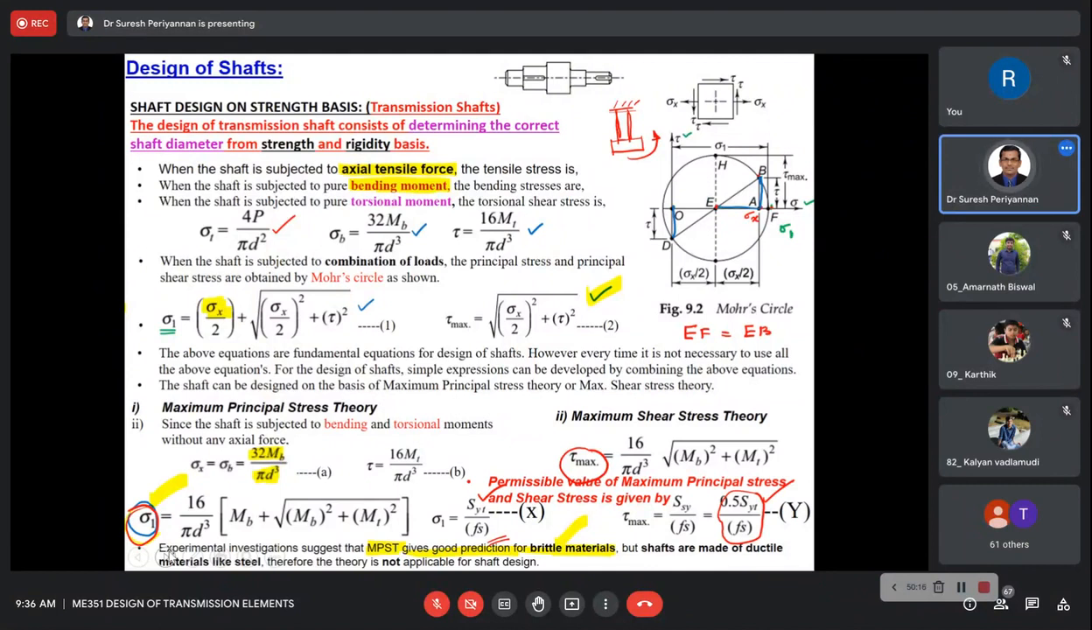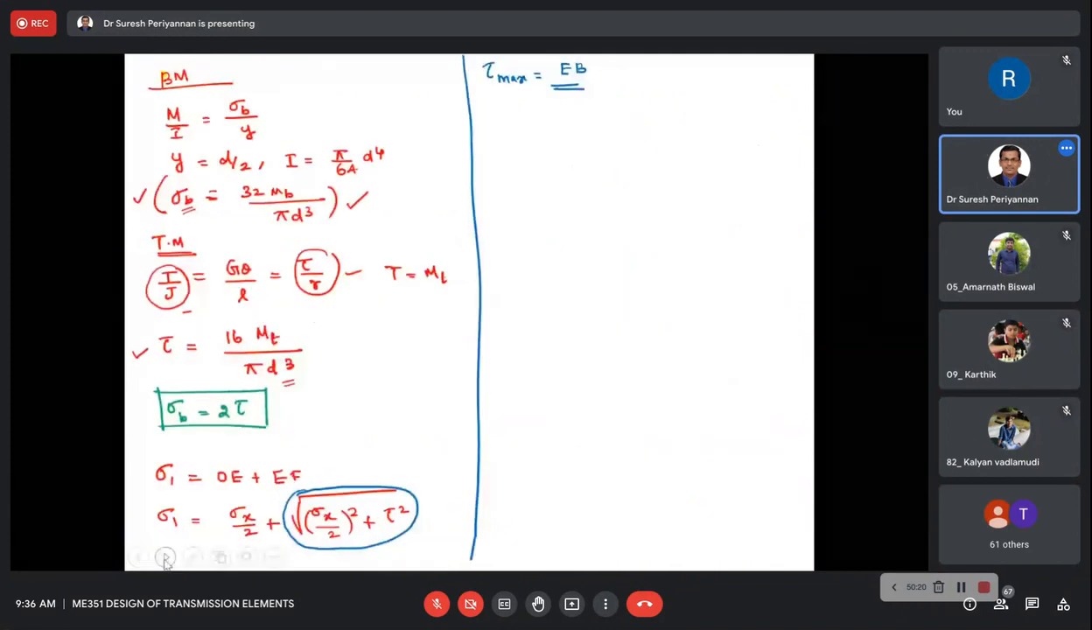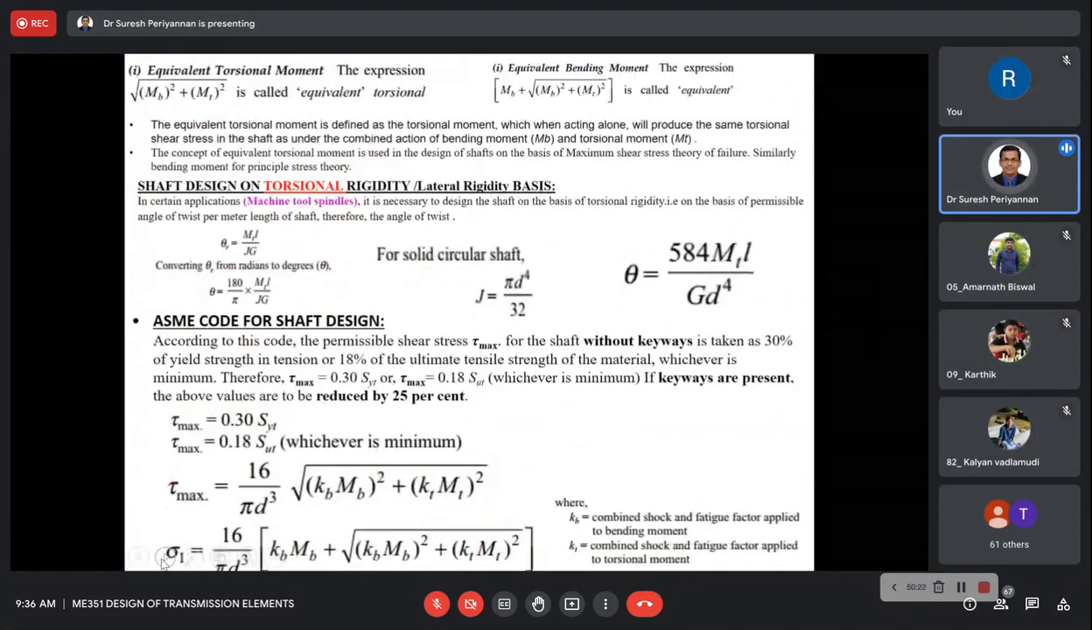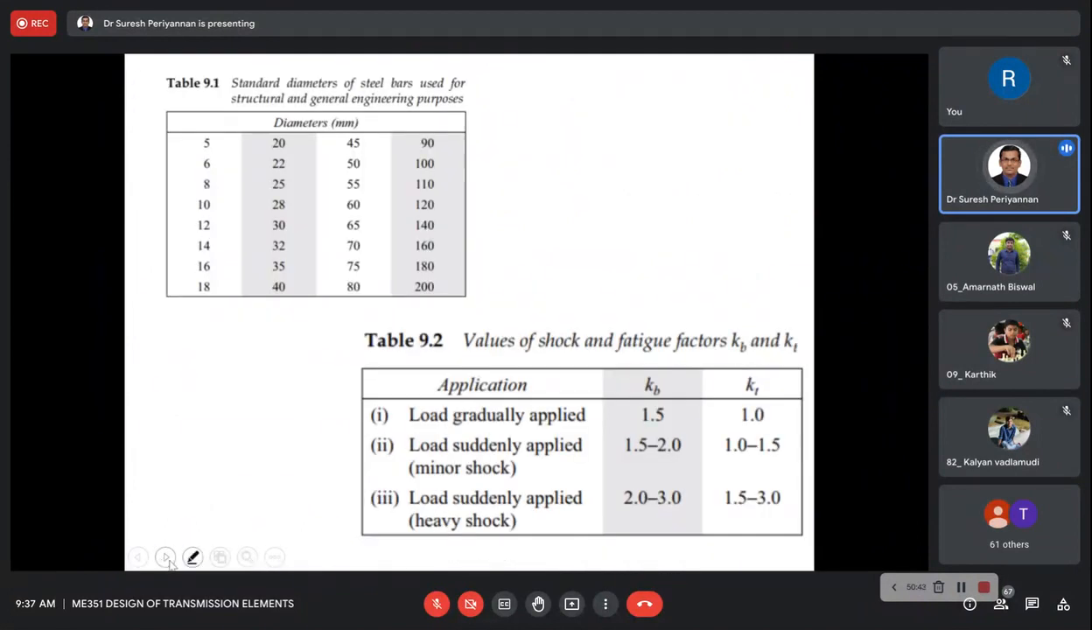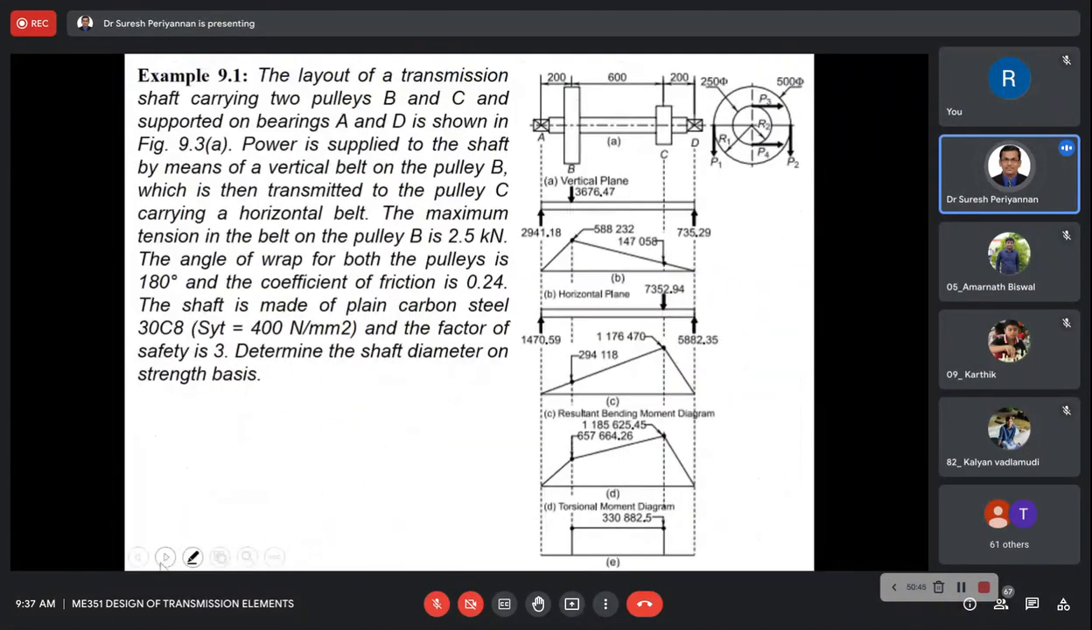Any doubt, please go ahead if you have any doubt. Now, equivalent torsional moment, equivalent bending moment. What is equivalent torsional moment, equivalent bending moment? Sir, already it is 9:40. Okay, I stop it here. Tomorrow we are going to discuss this, and we will start the problems tomorrow.